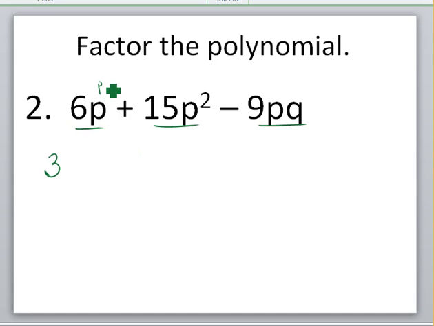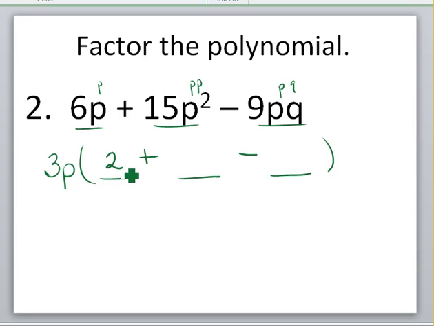This one has a p, this one has p times p, and this one has p times q. So really the only variables they share in common is a single p. Make a set of parentheses. I had 3 terms to start with, so my parentheses on the inside should have 3 terms as well. Carry down my signs. 3p times what gives me 6p? Well, 3 times 2 gives me 6. I don't need another p because it's already out front.